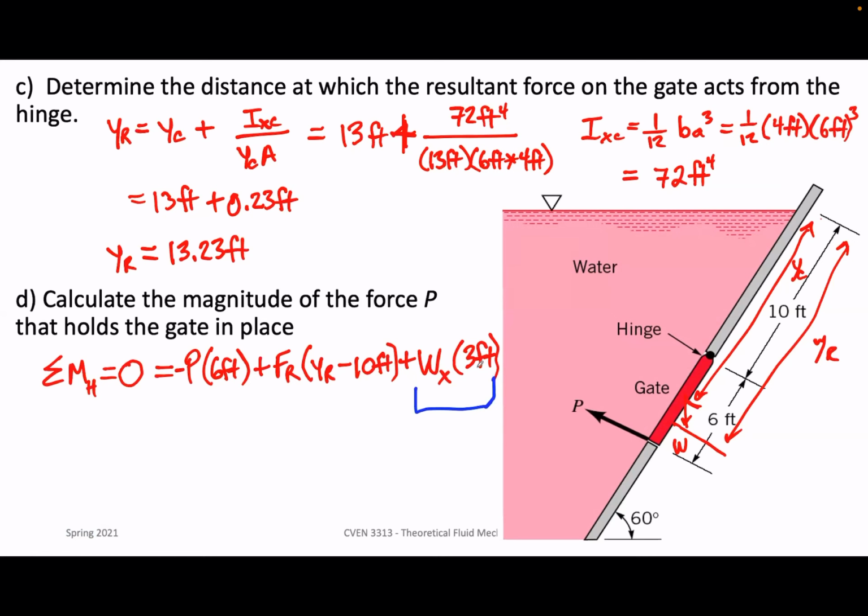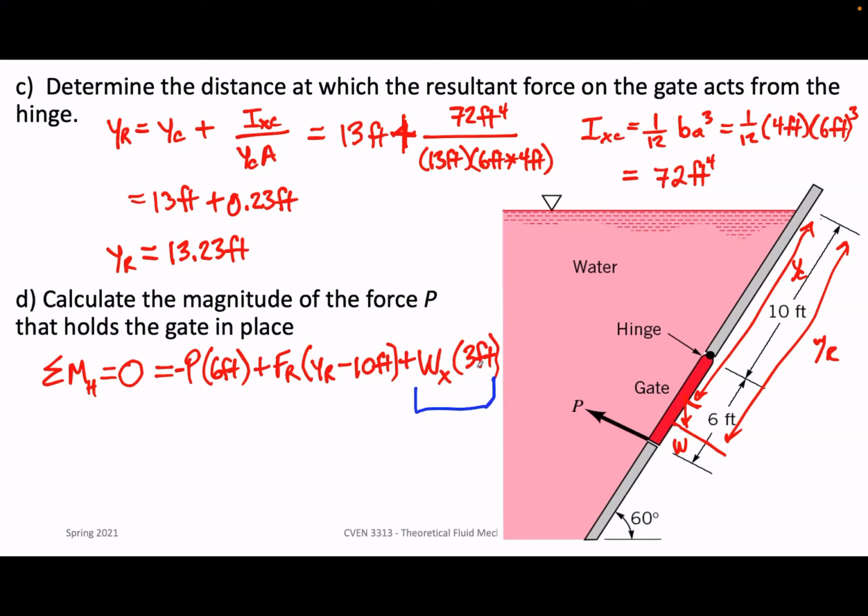Oh, and then just for the weight force, you just do the specific weight times the volume, right? Or no, we're given that it's 8,000 pounds, the weight of the gate. Oh, okay, that makes more sense. This isn't the weight of the fluid. Yeah, it's just the weight of the gate. Okay, that makes sense. Thank you. Sure.